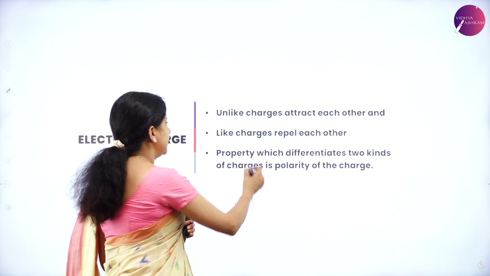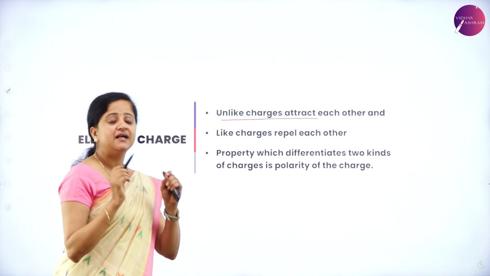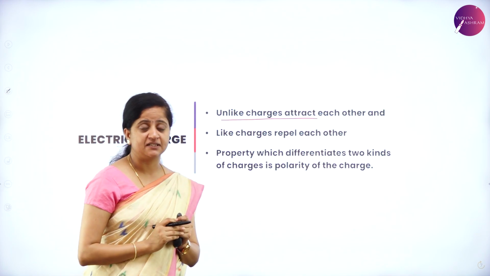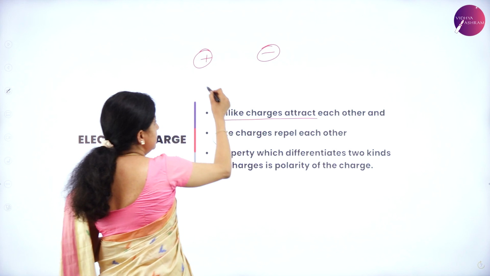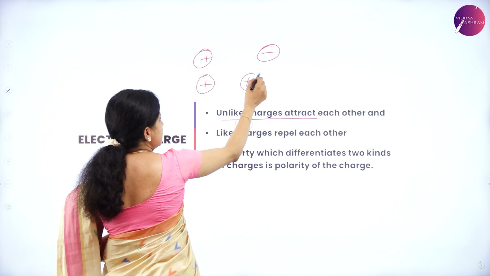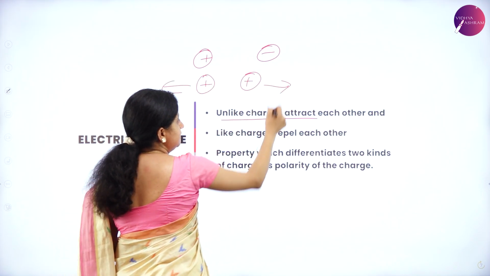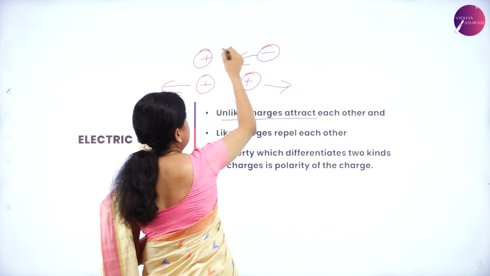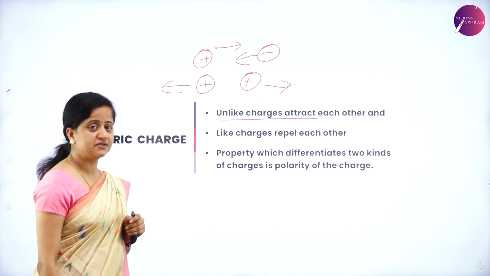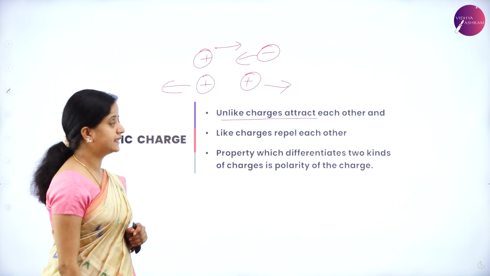What are the characteristics of this electric charge? As I said, unlike charges attract each other and like charges repel each other. These are named positive charge and negative charge. When we take a positive and a positive charge, they repel each other because they are of the same kind. And if we consider positive and negative, they attract each other because they are of opposite kind. It is one of the properties of electric charges.